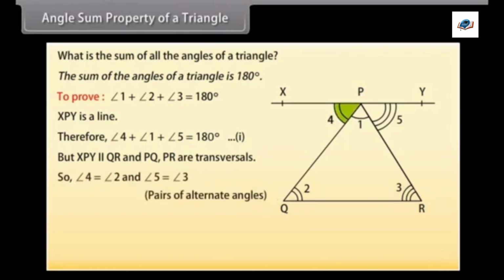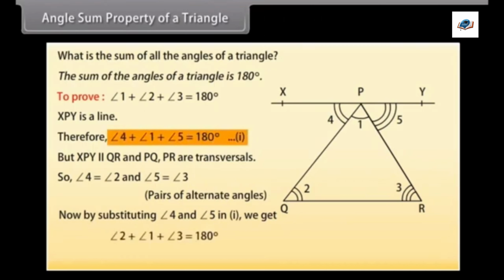But XPY is parallel to QR and PQ, PR are transversals. So angle 4 is equal to angle 2 and angle 5 is equal to angle 3 because these are pairs of alternate angles. Now by substituting angle 4 and angle 5 in 1, we get angle 2 plus angle 1 plus angle 3 is equal to 180 degrees. Or we can write it as angle 1 plus angle 2 plus angle 3 is equal to 180 degrees.